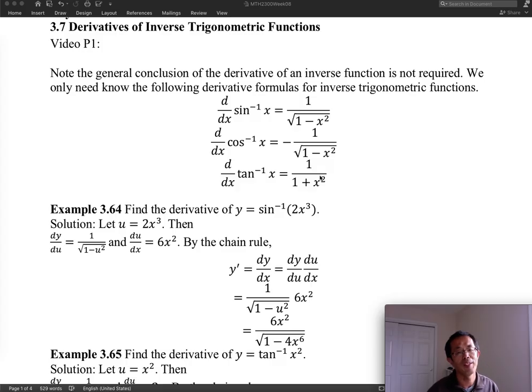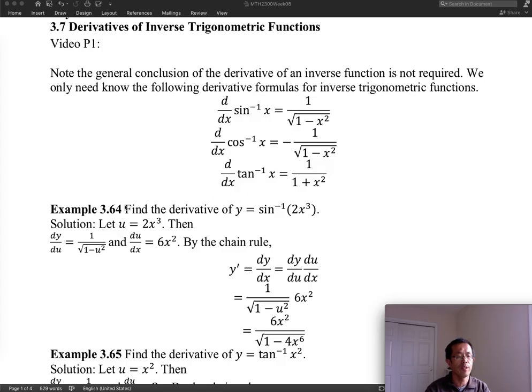Okay. Let's take a look at how we handle those formulas. Remember in the previous section, it was really about the chain rule. So certainly, for most problems on the homework and on the test, you may not expect a simple derivative of those simple inverse trigonometric functions. Mostly they will have to be combined with the chain rule.